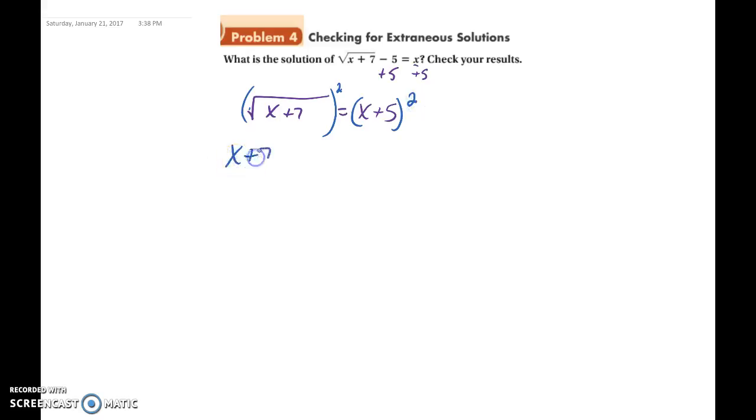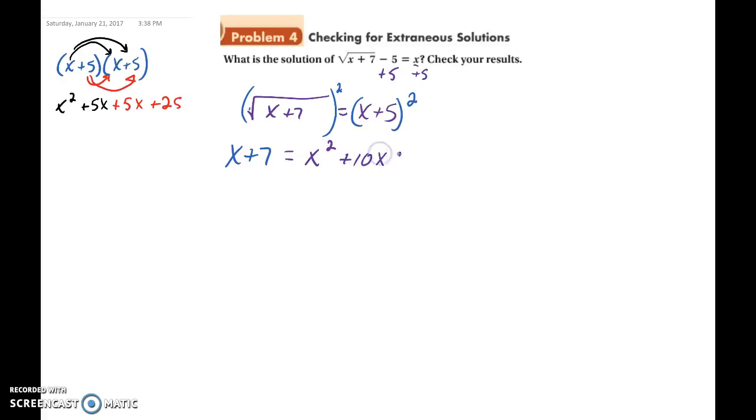So now we're left with x plus 7. But here we would have to multiply x plus 5 times x plus 5. So we would use FOIL. x times x is x squared. x times 5 is plus 5x. Then the other numbers: 5 times x, so 5 times x is plus 5x. And then 5 times 5 is plus 25. So this will multiply to give us x squared plus 10x plus 25.